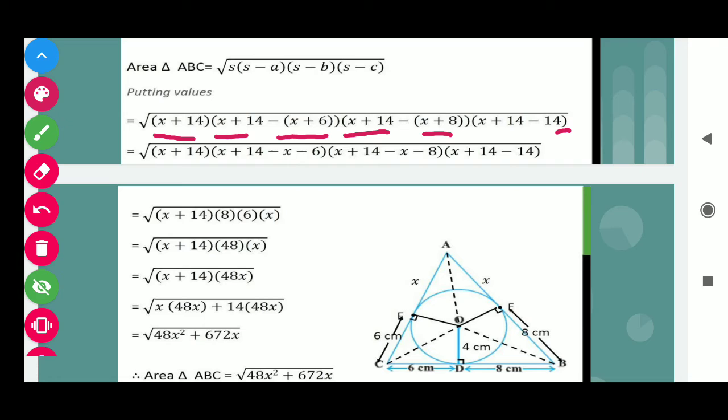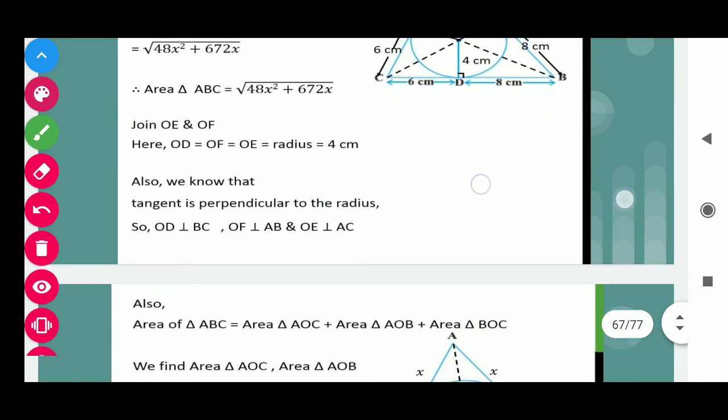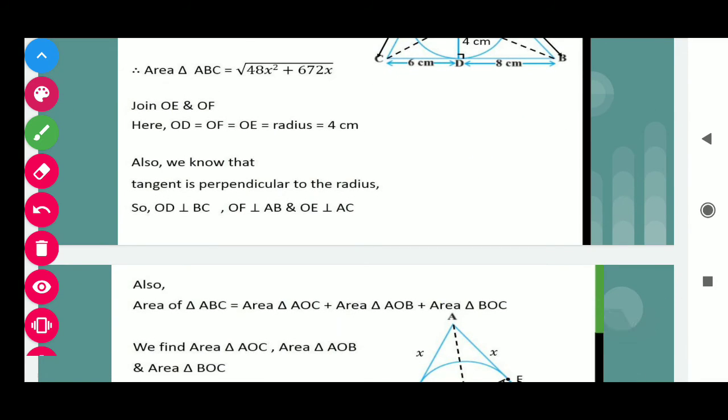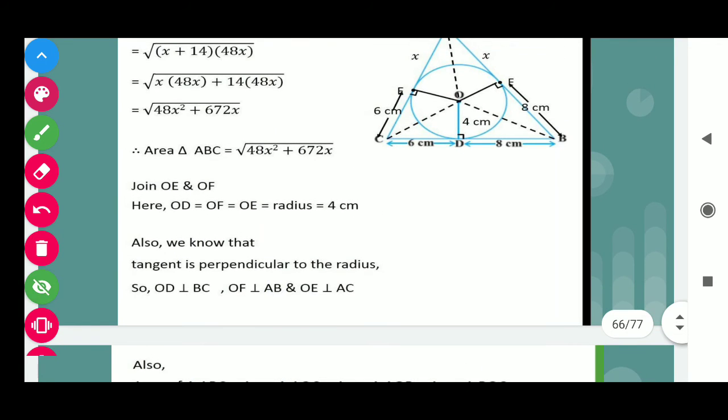So in this way, on calculating this, 14 and 14 will cancel out, and here you can see that x and x will cancel out, and in the third expression also x and x cancel out. After calculating this, we get 8 into 6, which is 48. So students, in this way we reach this result. Now the area of triangle ABC is the square root of 48x squared plus 672x.